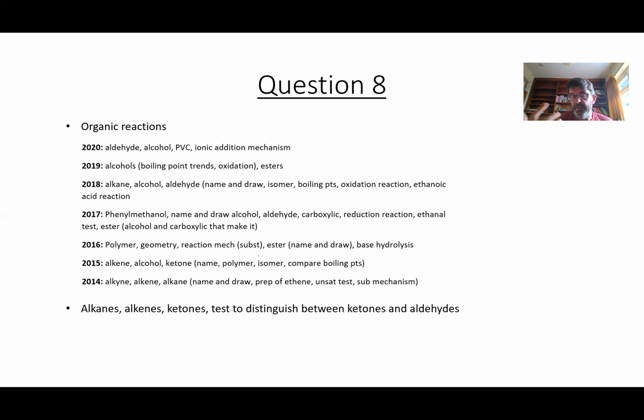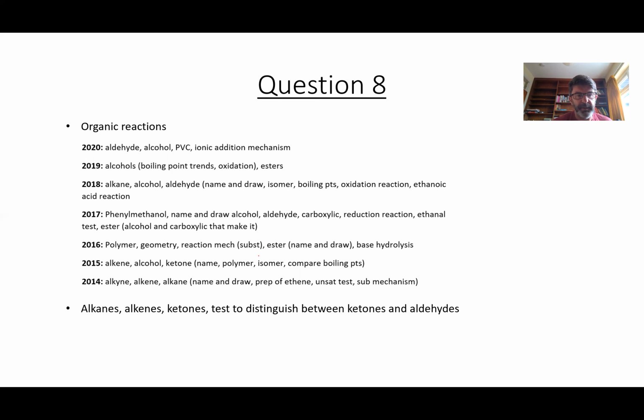So again, when I was setting the pre myself, what did I put in here? I put in alkanes, alkenes, ketones, the test to distinguish between ketones and aldehydes. These are just little things that maybe haven't come up in a couple of years in this question. Again, just maybe pay a little bit of extra attention to these as well as everything else. Don't be saying this is what's coming up in question 8, I'm only studying this. Do not do that. That would be a big mistake.